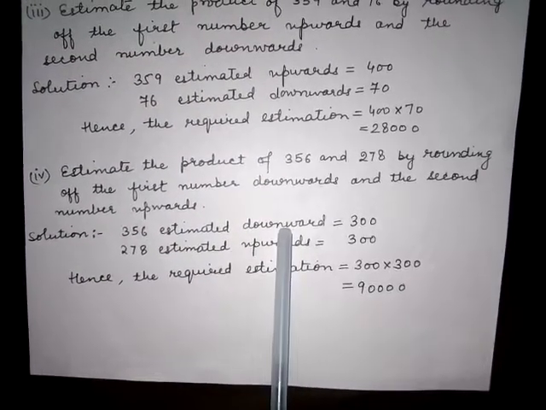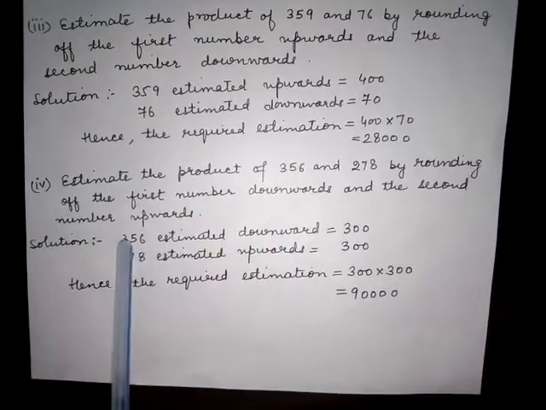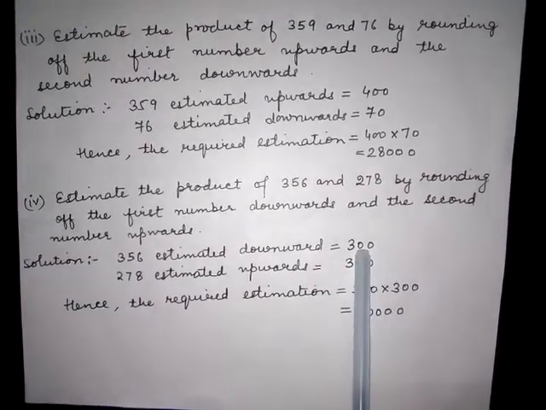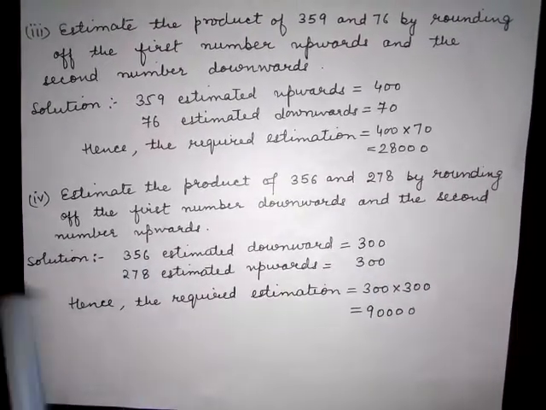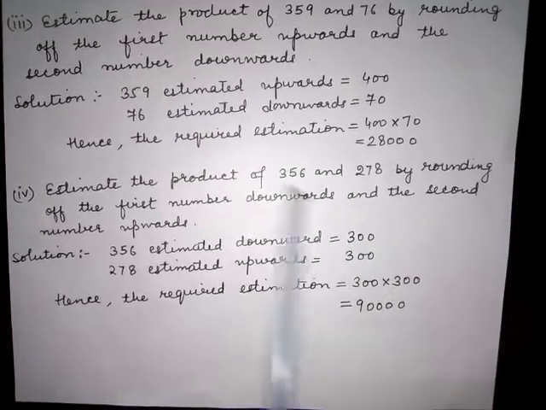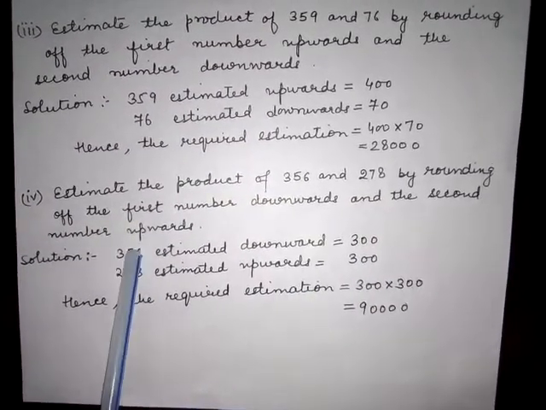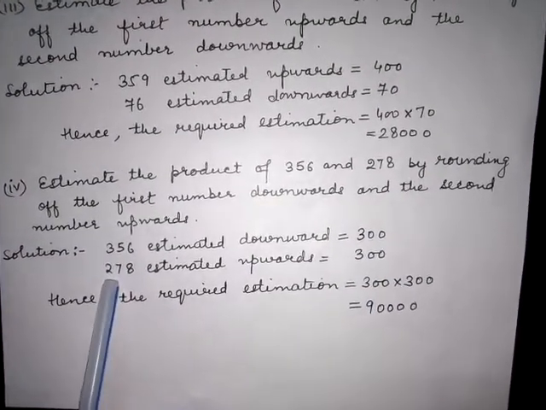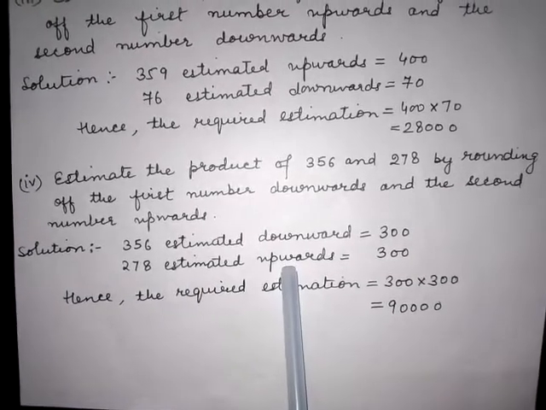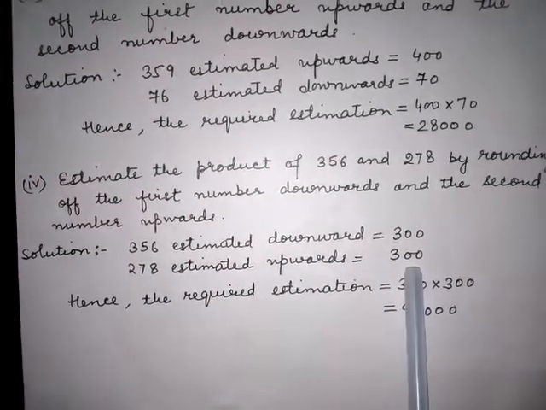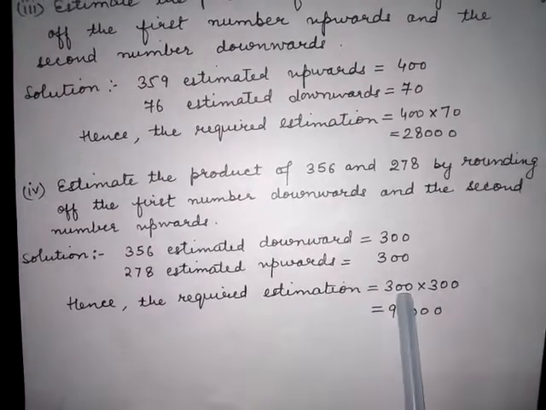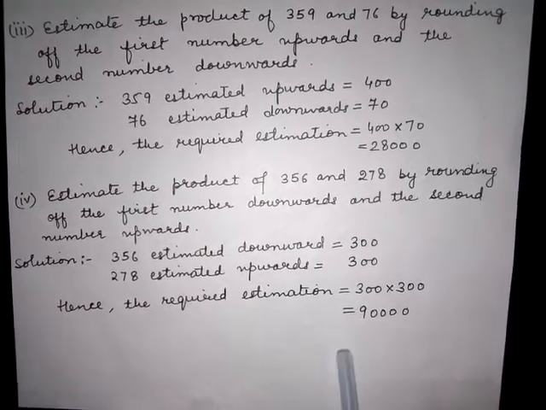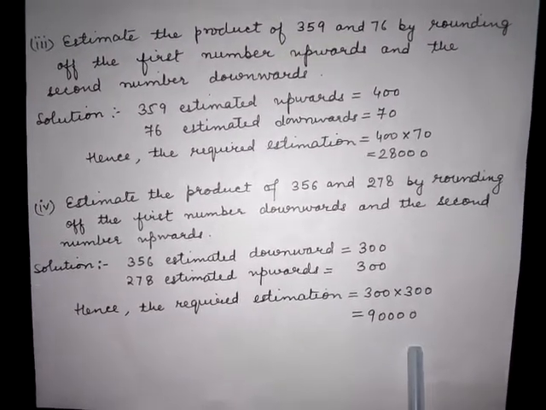356 estimated downwards, you have to move backward. So we can round off this 356 to 300. We cannot move forward, we have to move backward here, because we have to estimate downwards. So this 356 will be rounded to 300, and 278 estimated upwards, we have to move forward, so this will be rounded to 300. Hence, the required estimation equals 300 into 300, which is equal to 9 followed by 4 zeros, which is equal to 90,000.